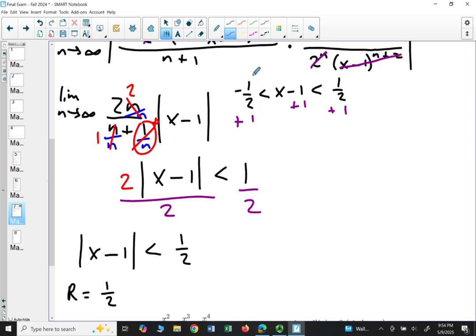Okay, and if we solve this using what we know about compound inequalities, we'll add 1 across the board on all 3 sides. We have the left side, the middle, and the right, just to get the x by itself. So we'll have x less than 1/2 plus 1, which is 3/2. And -1/2 plus 1 will be positive 1/2.